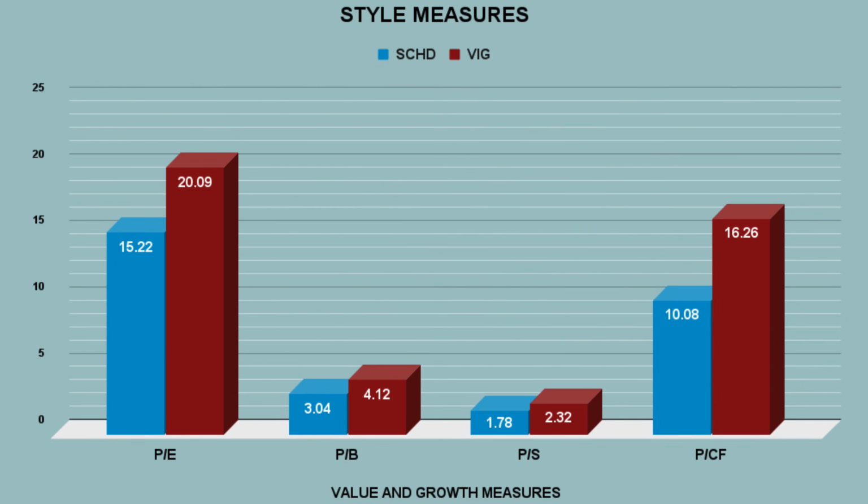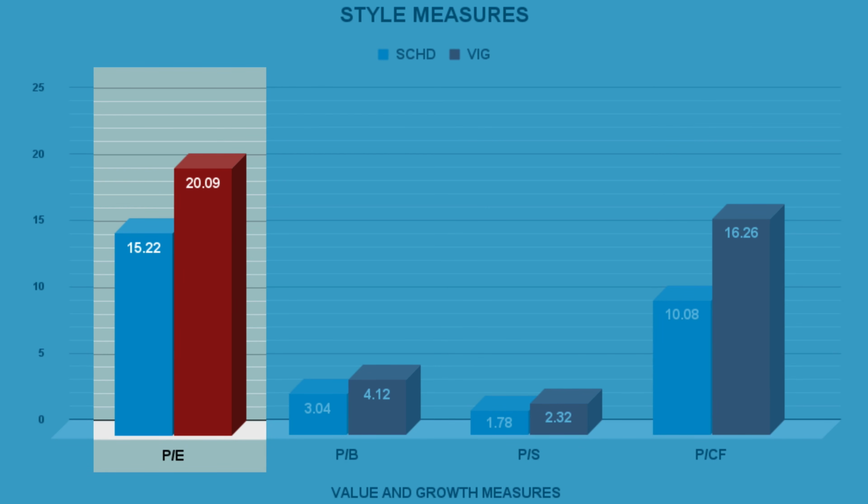All right, let's break down some key value and growth measures between SCHD and VIG, starting with price to earnings. For SCHD, we're looking at a PE ratio of 15.22, which means investors are paying $15.22 for every dollar of earnings. That's pretty typical for a value-focused ETF. Now, VIG has a higher PE at 20.09, which shows investors are willing to pay more for the potential growth that VIG companies bring to the table. So here, SCHD leans more toward value, while VIG is really about growth.